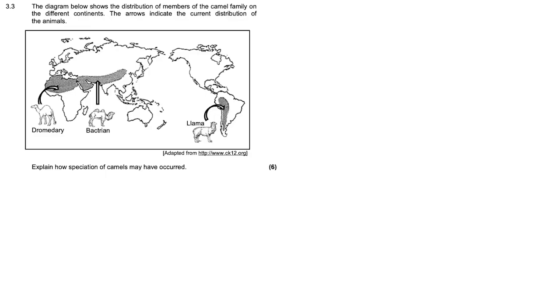And then there was no gene flow between the populations, and each population was exposed to different environmental conditions, resulting in natural selection occurring independently in each population. The individuals of each population then became different from each other phenotypically and genotypically. And even if the populations were to mix again, they would not be able to interbreed as they are now, in this case, three different species.